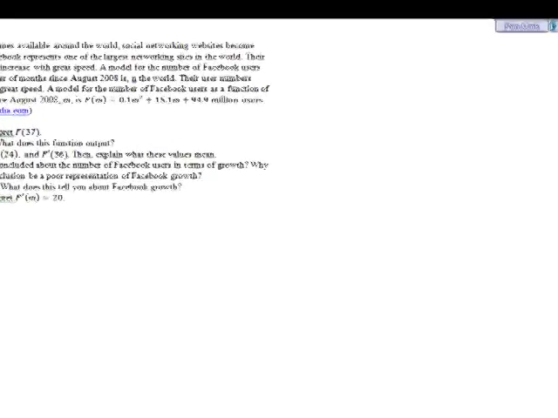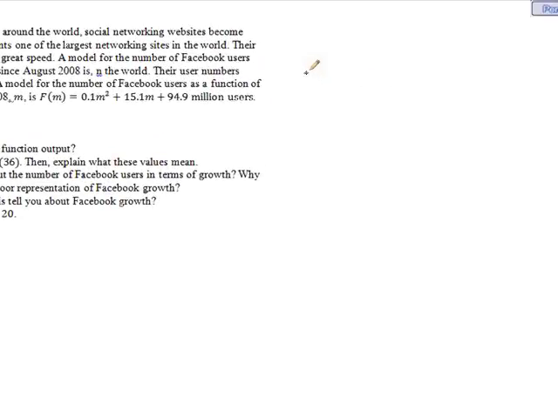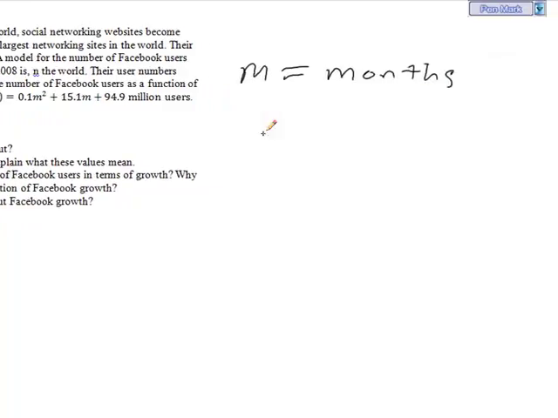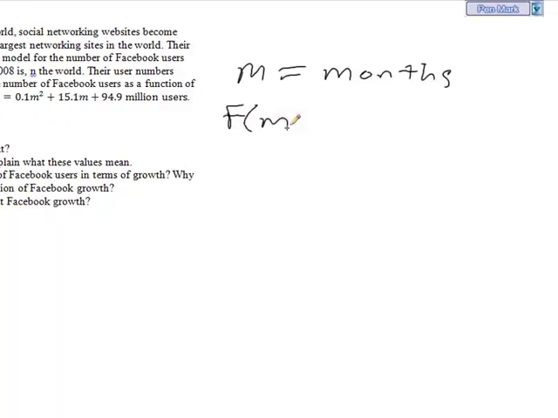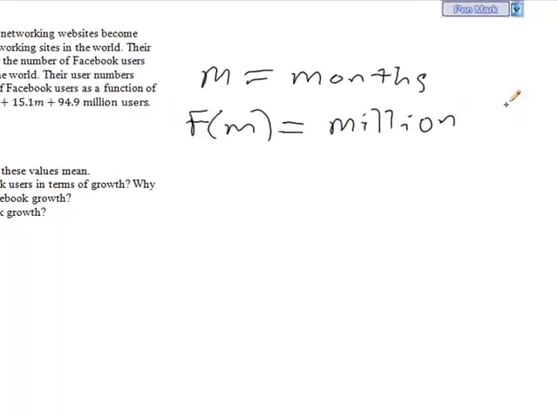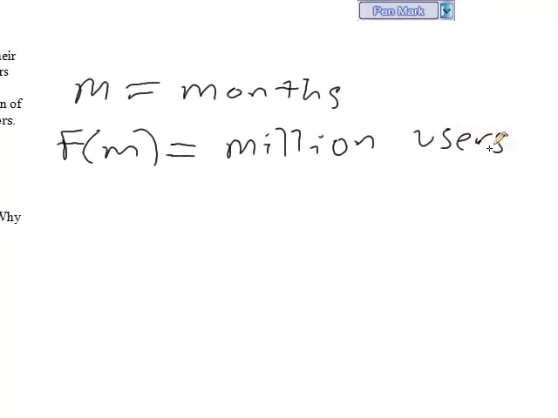This problem looks at Facebook users as a function of the number of months since August 2008. So off to the side here, I am going to identify my variables. I know that my input is going to be measured in months. I also know that my output is going to be measured in the number of users, which is in millions. So we'll just say that this is measured by millions of users.